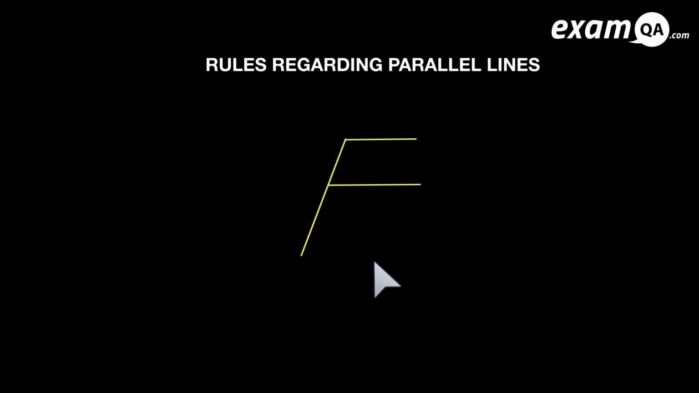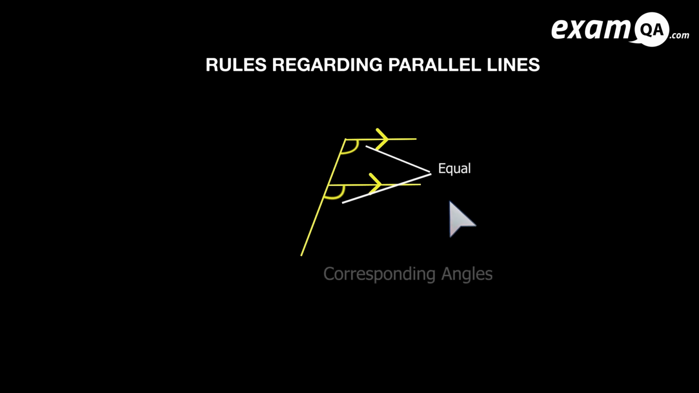So here we've got something which looks like an F. And if these ends are parallel, we have another rule. These angles will also be equal. So it looks like an F, but we don't call it F angle. It's preferred that you call it corresponding angles.